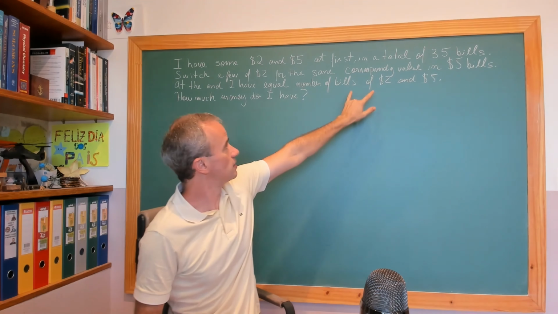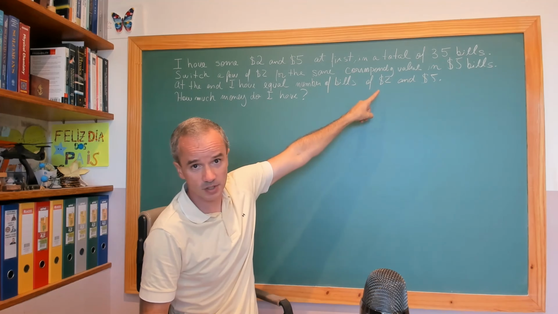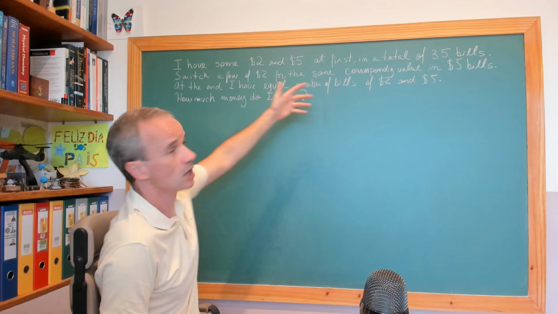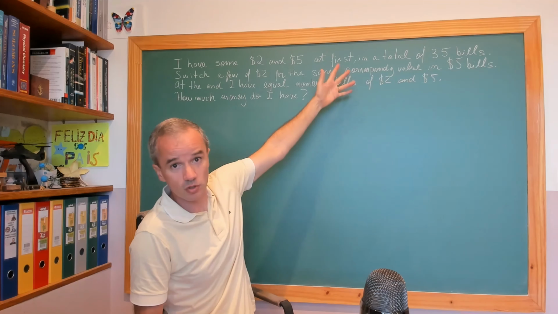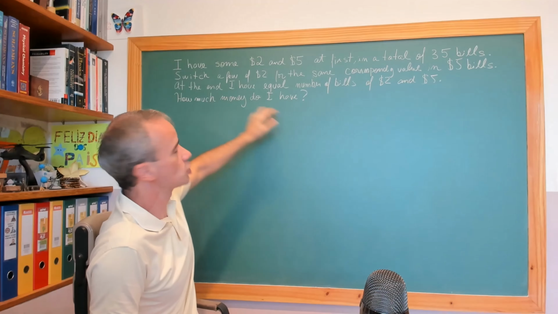Of course, this ratio wasn't like this at first, but at the end it's going to be. Why do I know it wasn't? Because I'm going to lose $2 bills. And I want to know how much money I have.